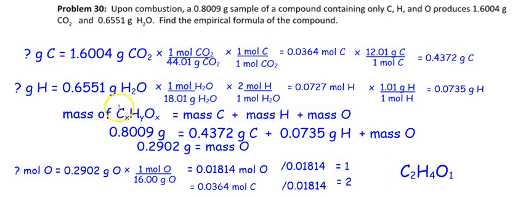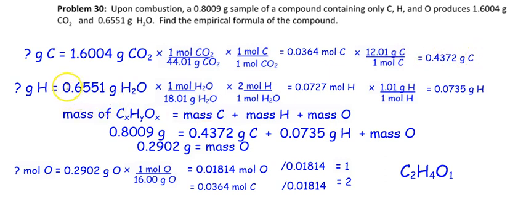All right, so here I go. I start off with how many grams of carbon, and I start off with 1.6004 grams of carbon dioxide. I go to moles of carbon dioxide, moles of carbon. And I wrote this here because I'm going to use this later. Remember that? But I still want grams. I'm not done yet. I still need grams, so I multiply by 12.01. I get this many grams of carbon.